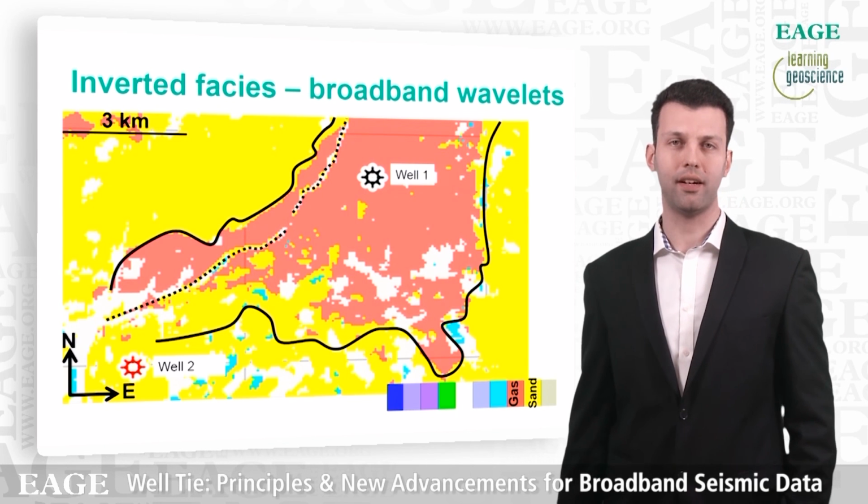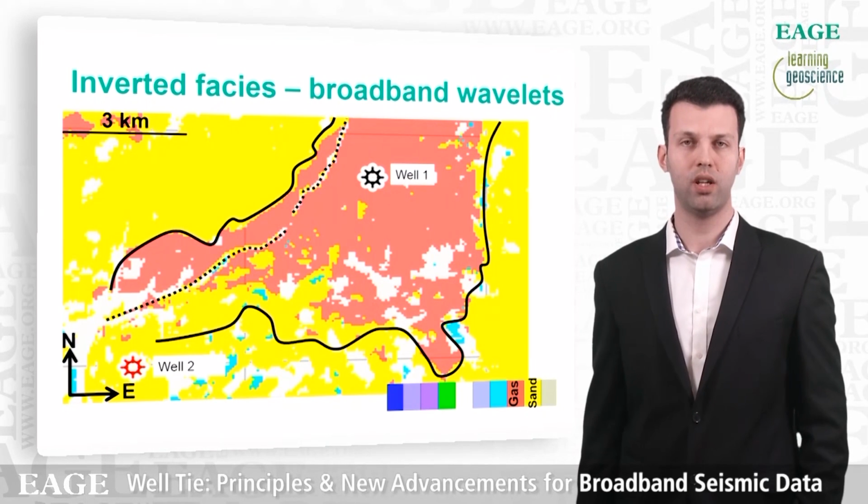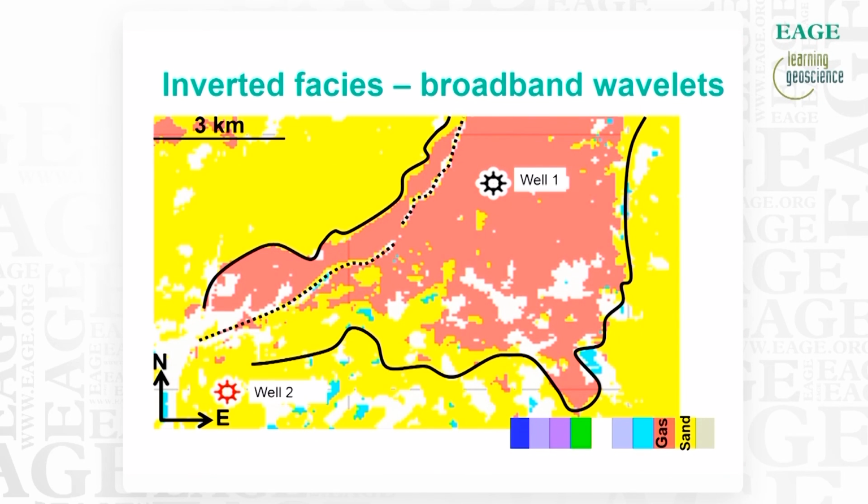The message is clear. If we want to use broadband data effectively, we have to have broadband wavelets to represent the spectrum nicely and completely, especially at the low end of the spectrum.